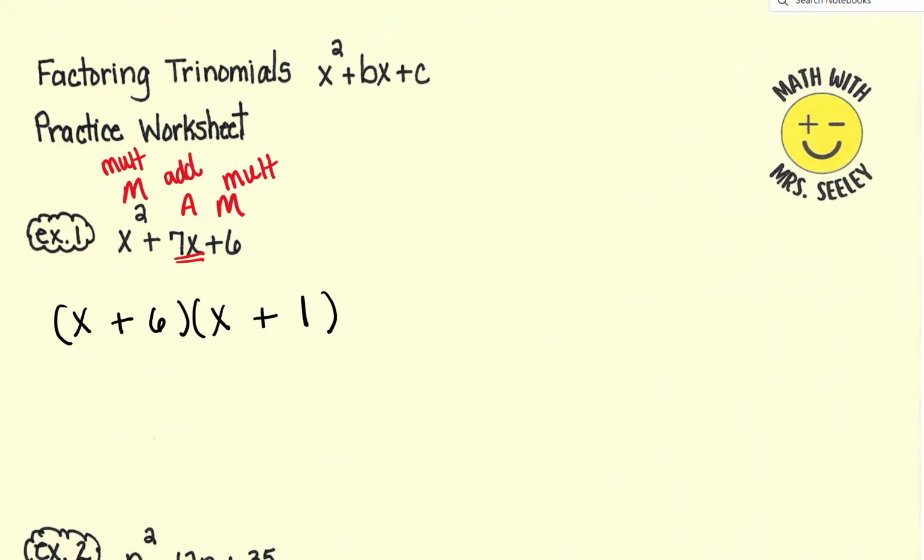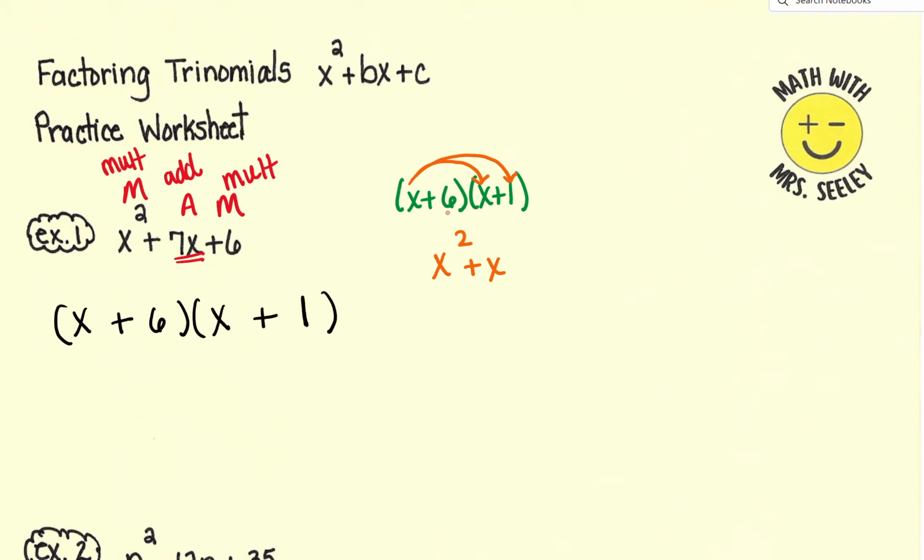This factored expression is equivalent to the original, and you can check it using FOIL, multiply, distribute. For example, you can take your answer, x plus 6 and x plus 1, and you can distribute or FOIL. I like to distribute. That means the x is going to multiply to every person. X times x is x squared. X times 1 is 1x.